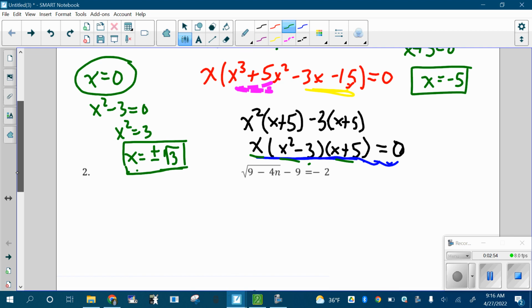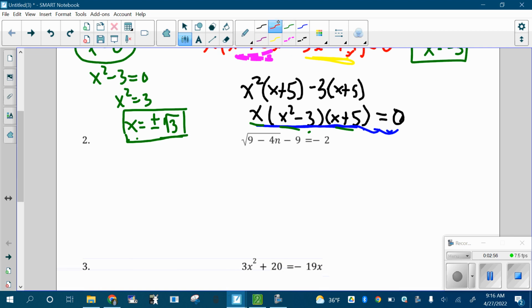Okay. Equation 2. This is a radical equation, a square root equation. You'll remember that to undo the square root, you're going to use squares. You're going to square both sides. But before you do that, you got to get the square root by itself. So the first step here is I'm going to add 9 to both sides. Once you have the square root by itself, how are you going to get rid of it? You're going to square both sides.